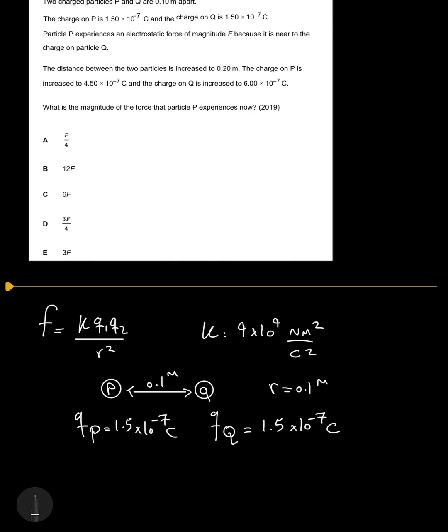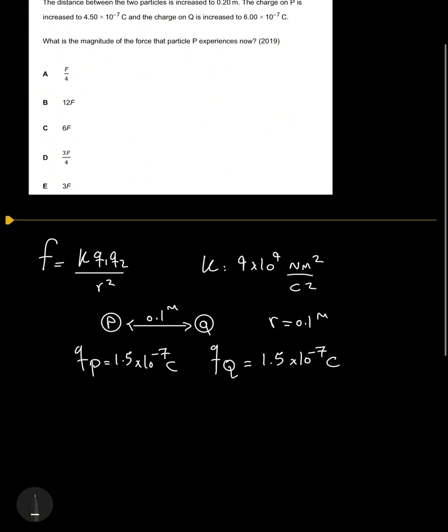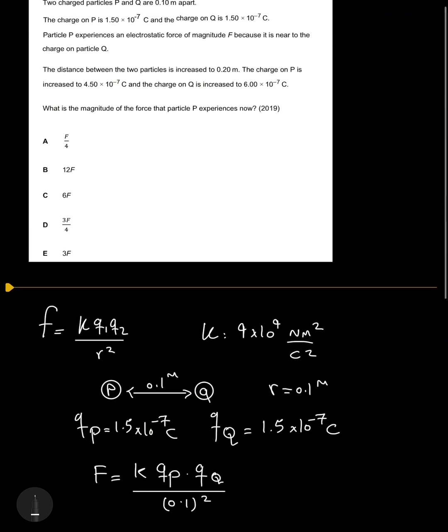Now it says that particle P experiences an electrostatic force of magnitude F because it is near the charge on particle Q. We can find F by multiplying K, the constant of Coulomb's law, by QP multiplied by QQ over R squared, which is the distance between them, 0.1 squared. Okay, now, here's the deal.